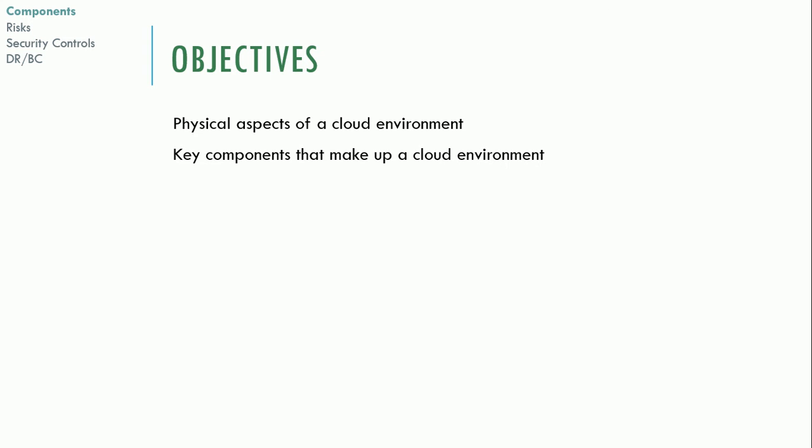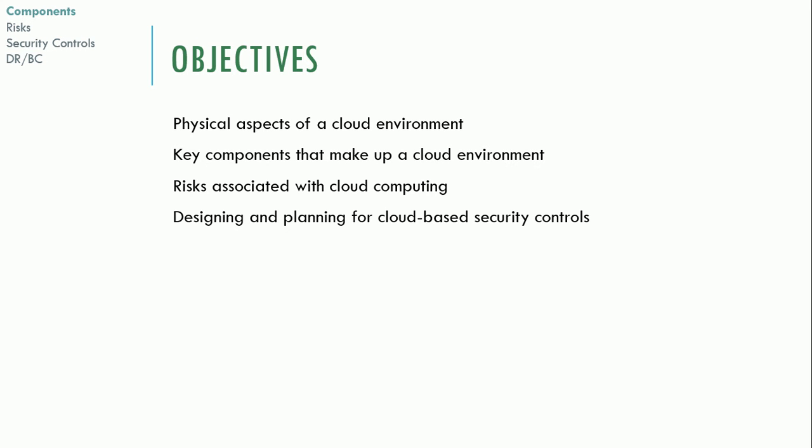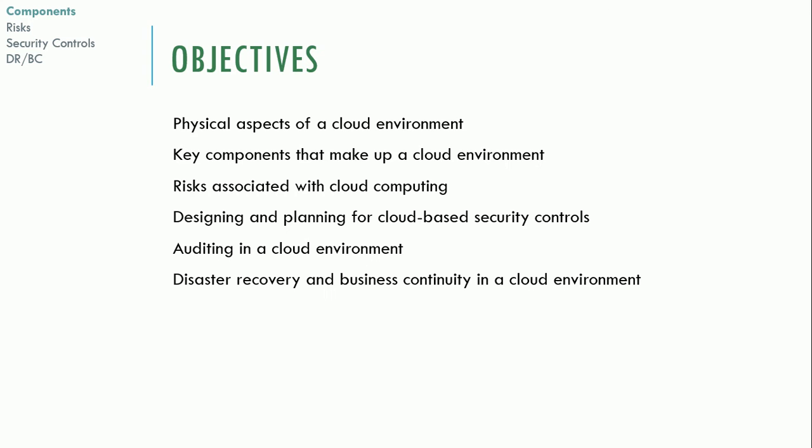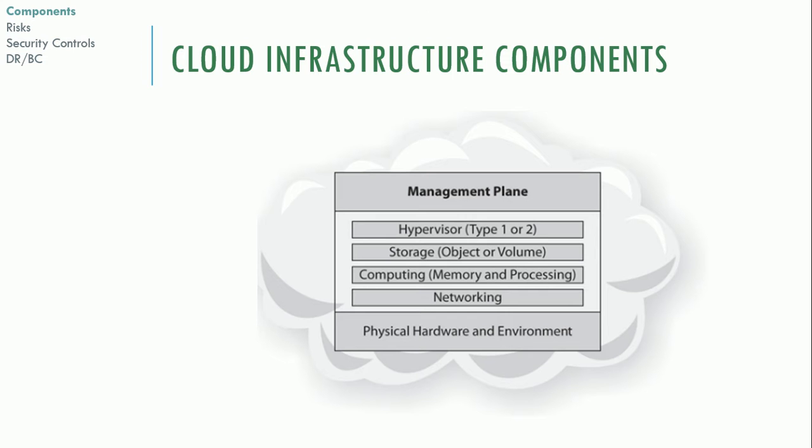We're also going to talk about some of the components that make up a cloud environment. We're going to go through some of the risks associated with the physical cloud components and how we can mitigate some of those risks and how we use the cloud to mitigate our own risks. So we'll talk about it in both senses. Designing and planning for cloud-based security controls, auditing a cloud environment, and disaster recovery and business continuity in a cloud environment. So we'll cover that last. So let's start with the components.